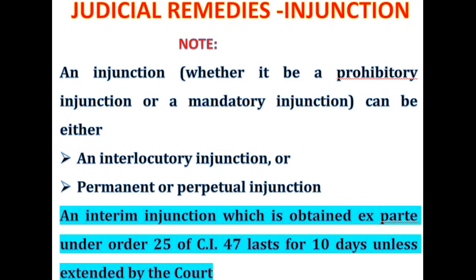The interim injunction is supposed to last for only 10 days unless it is extended by the courts. So usually, once you obtain the interim injunction, within that 10 days you file the application for injunction on notice and give the other party notice, and let the other party come and respond, so that we can go into the merits of the injunction application. So if you go ex parte and obtain it, we usually refer to it as an interim injunction, and it will only last for 10 days.